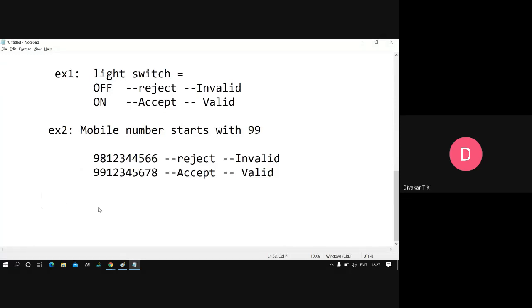Now I'll give a few more examples. Example number 3. Probably it is summer, and everyone knows ice cream. Say an ice cream container contains strawberry flavor.